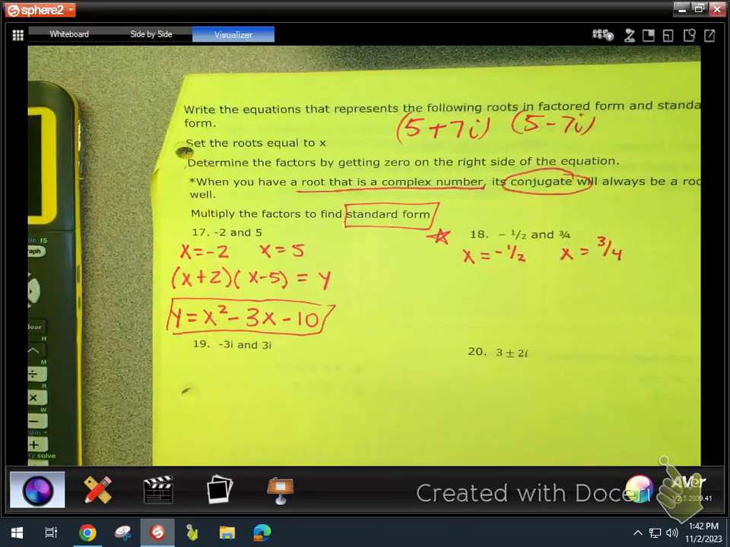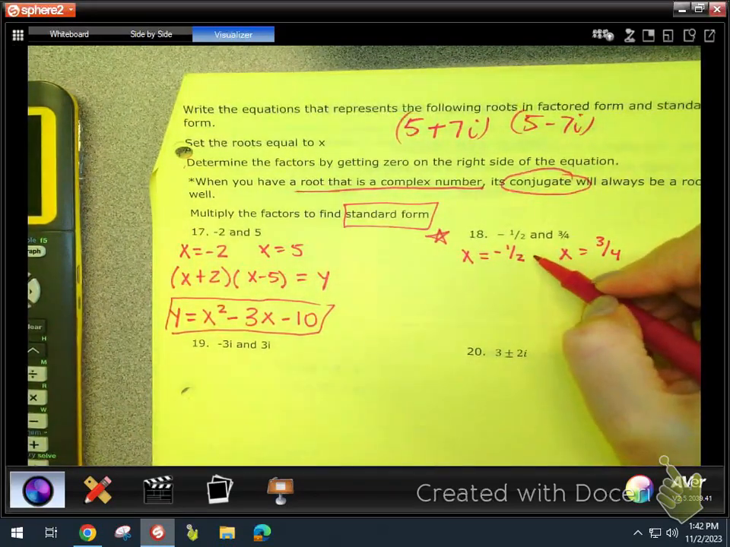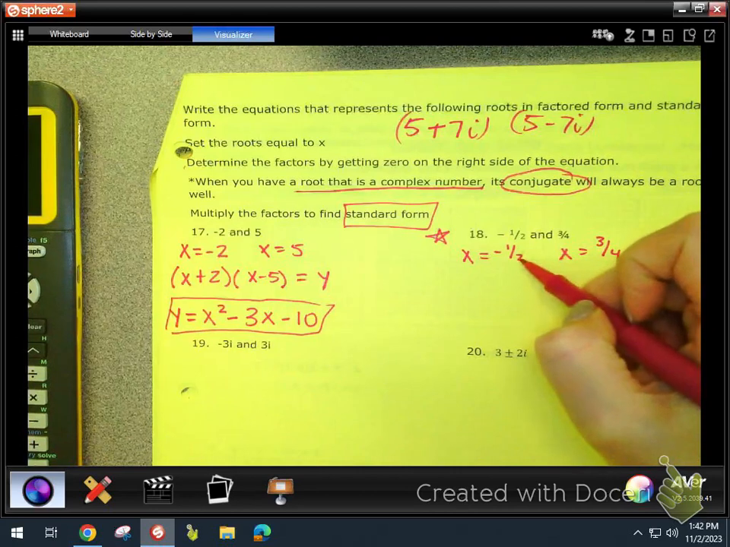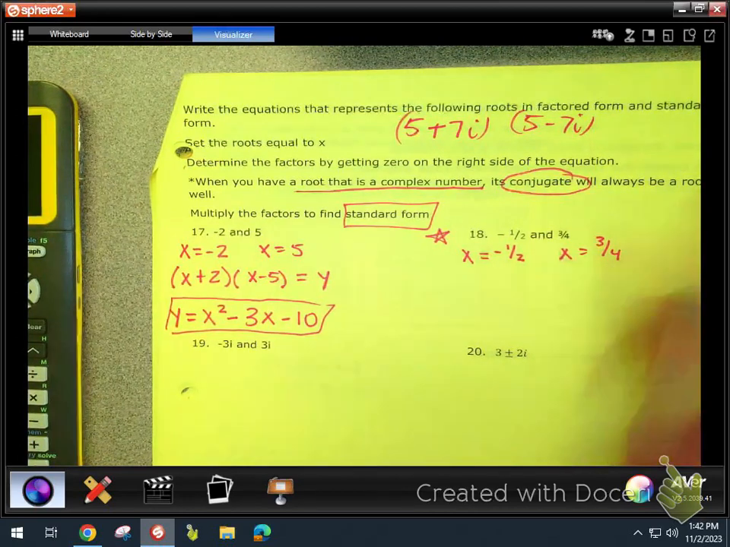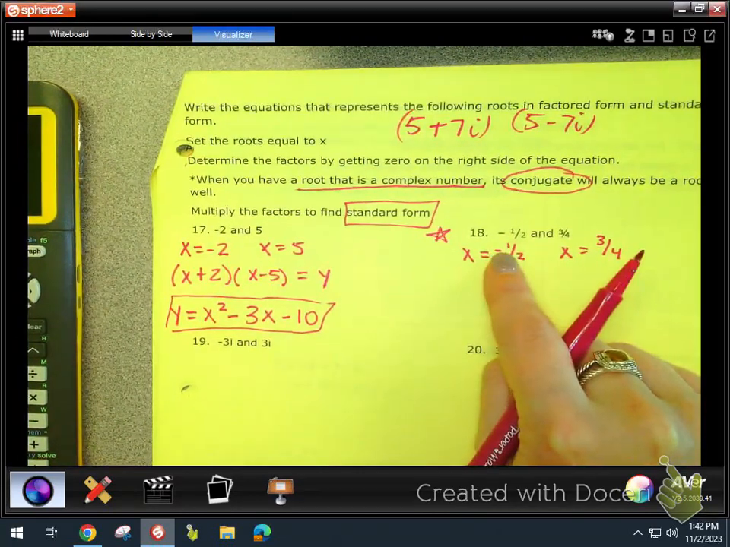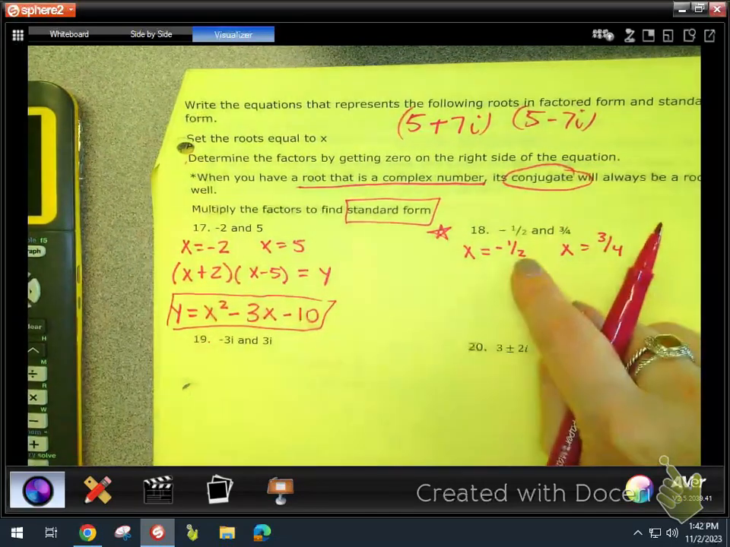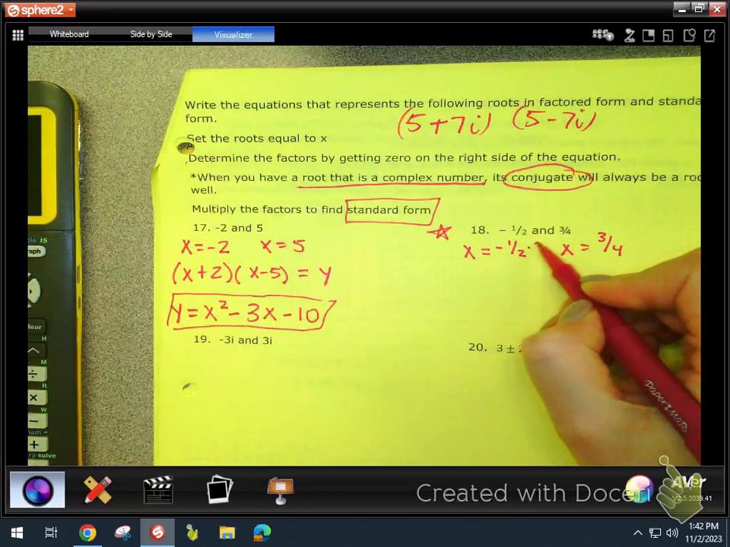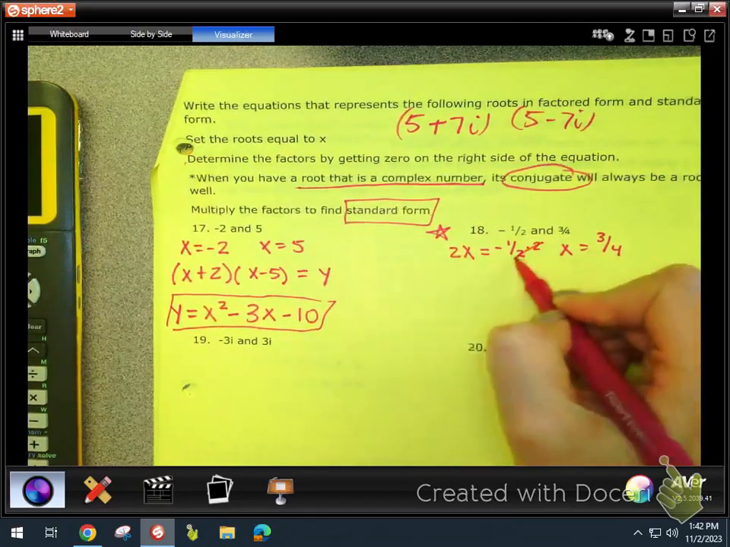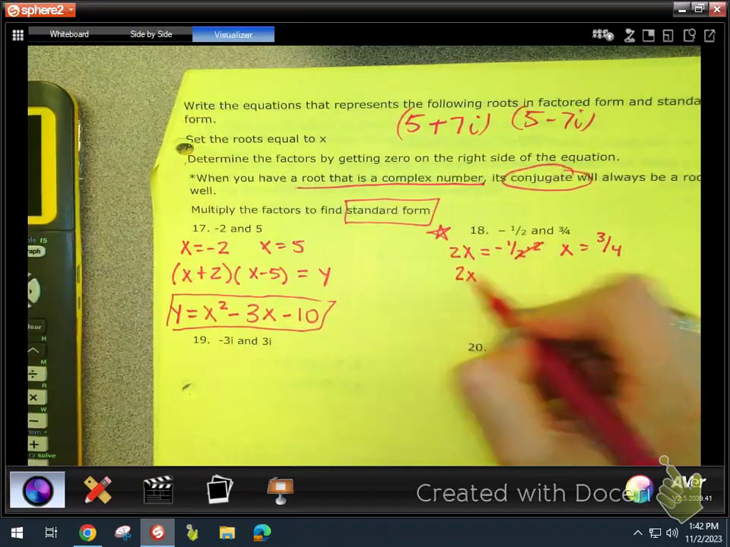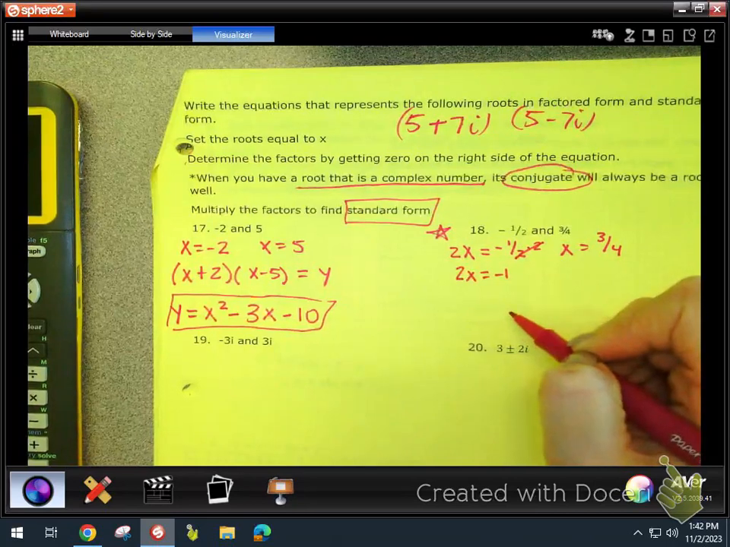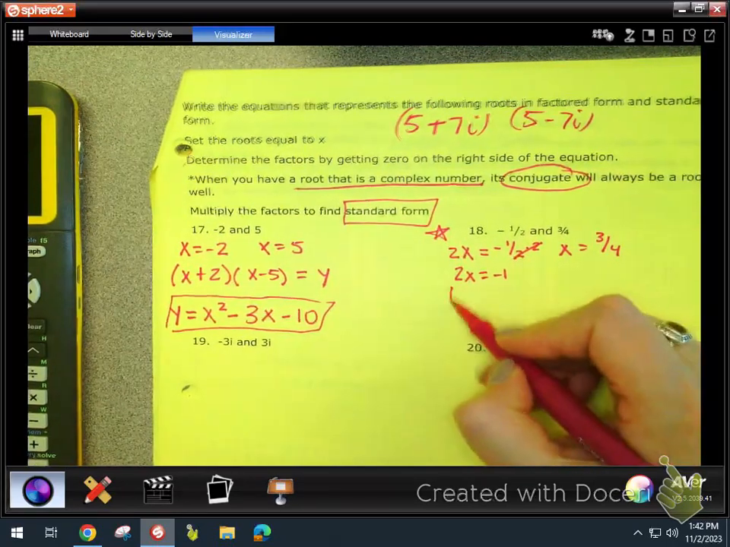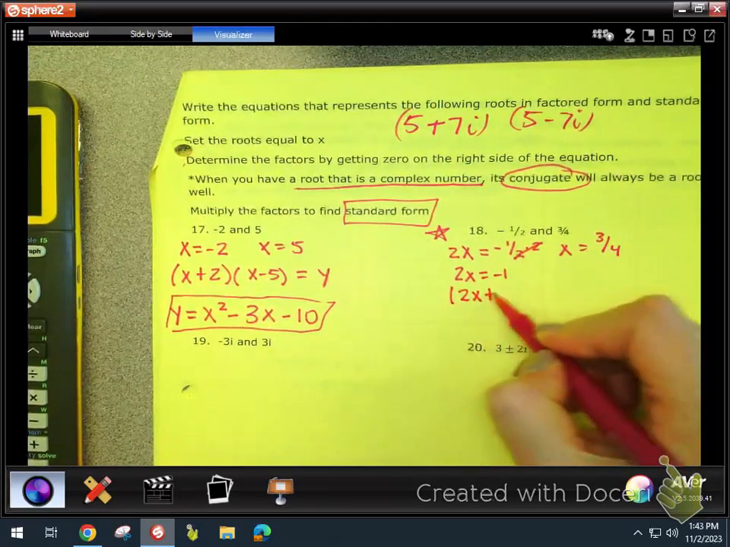Mm-hmm. How'd you do that? So first thing you did. I always say clear out your denominator first. So this is with negatives, keep the negative in the numerator, negative numerator, and then clear out that denominator. This is dividing by 2, so I'm going to multiply both sides by 2, and then I have 2x equals -1, and then I can add over the number. So my factor is, just like you said, 2x plus 1.